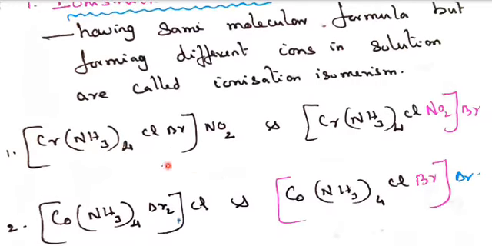First we will do the nomenclature of this. First we should follow alphabetical order: amine, then bromido, chlorido, like that. So tetraamminebromidochlorido chromium(III) nitrite. Here I have taken the nitrite inside and bromine outside. So this is [Cr(NH3)4Cl(NO2)]Br.